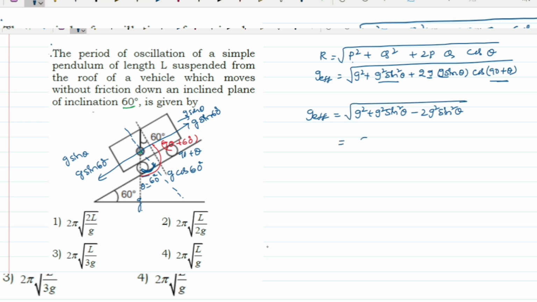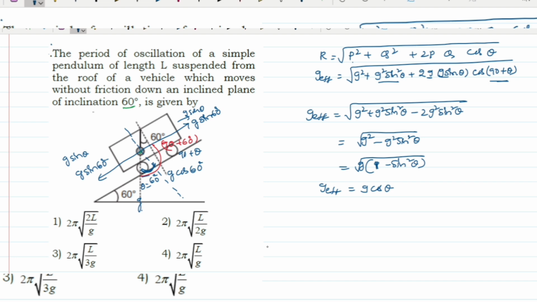When simplifying this, we get g square minus g square sin square theta, which is g square into 1 minus sin square theta. Then g effective will be g into the root of 1 minus sin square theta, which is cos square theta, so the square and root get cancelled, and we get g cos theta.